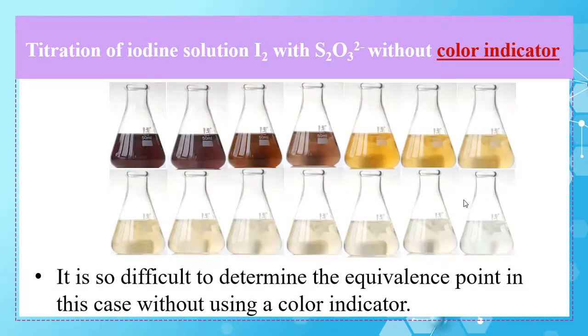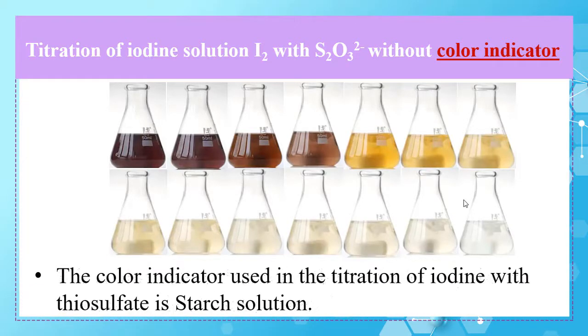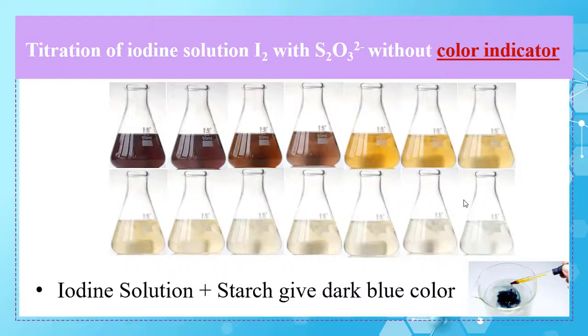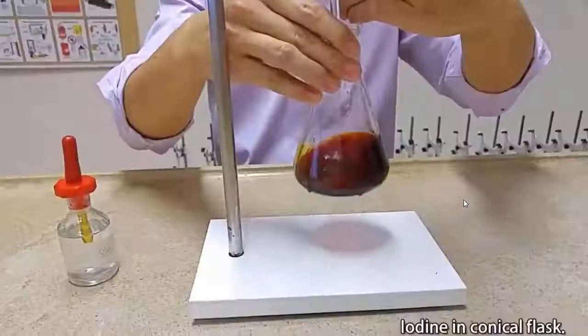Because it's so difficult to determine the equivalence point in this case without a color indicator, the color indicator used in the titration of iodine with thiosulfate solution is a starch solution. Iodine solution with starch gives a dark blue color, and this dark blue color is given even if iodine has a low concentration.